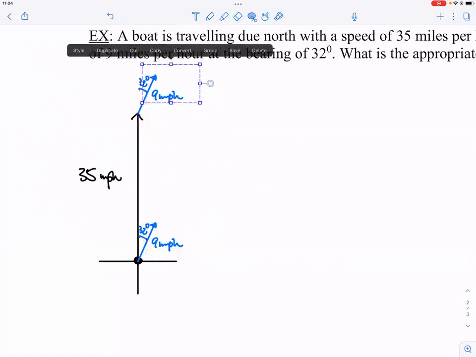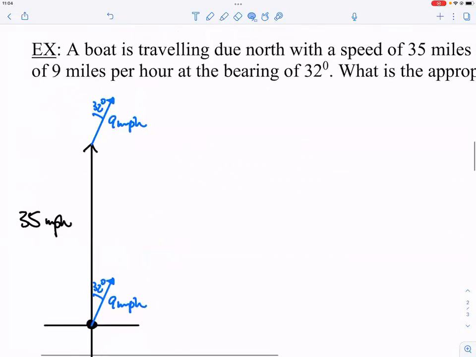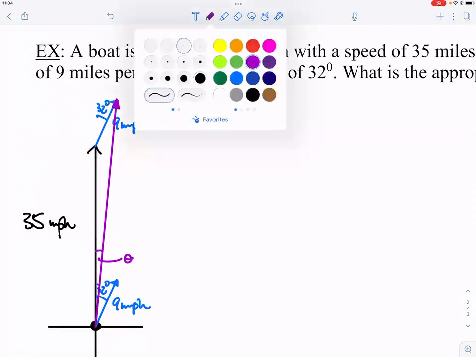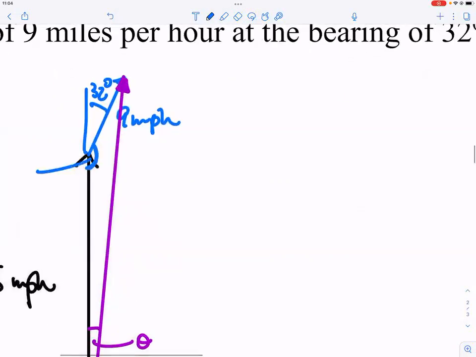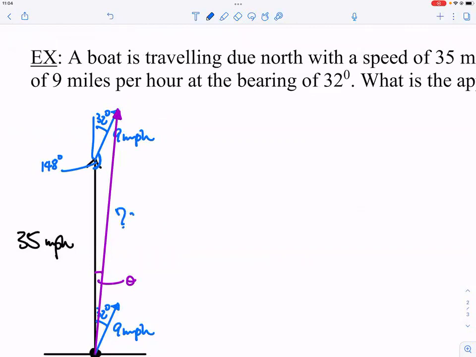head to tail. So we will duplicate the wind vector, and then we will go from the beginning to the end. So that will give us the overall vector and also the angle right here. So this is our bearing here. So based on this, we have this angle at 32 degrees. So this little angle right here must be 148 degrees.